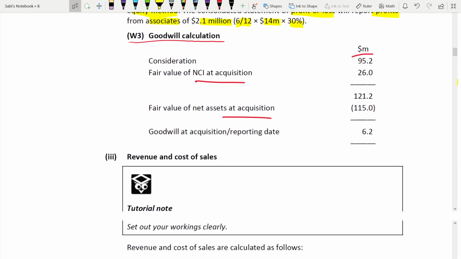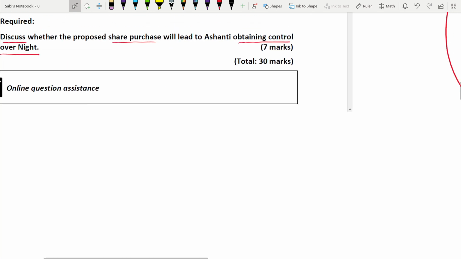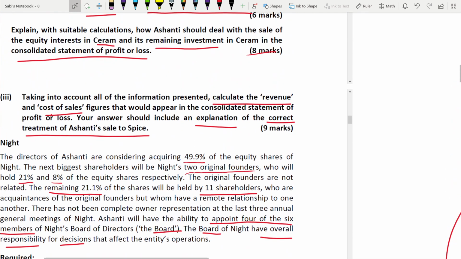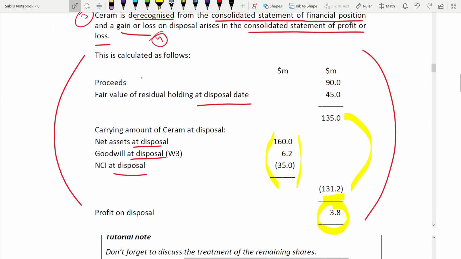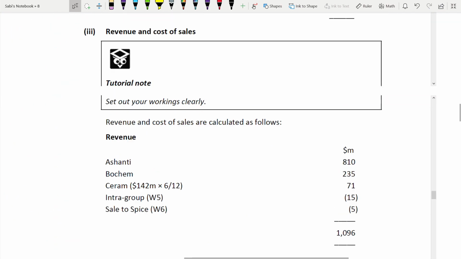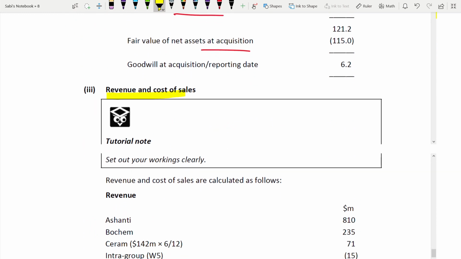Now we are going to the third one where we have to calculate the revenue and the cost of sales. And let me see the number of marks first of all. It is for 9 marks. 9 marks. So lot of things is there. Calculate, explain, calculate, explain. Okay, so now coming to the third, and here also if you see it is clearly labeled revenue and cost of sales. Two things you are calculating. Okay, so separate out the two things.